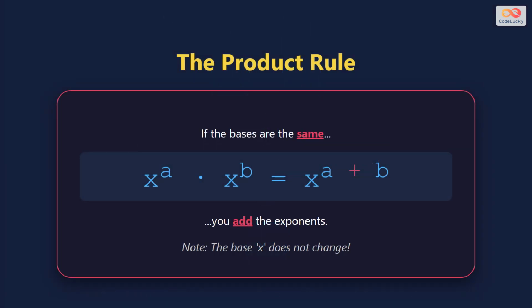This leads us to the official product rule formula. It states that if you are multiplying two powers with the exact same base, you keep the base the same and add the exponents. So, x to the power of a times x to the power of b is equal to x to the power of a plus b.